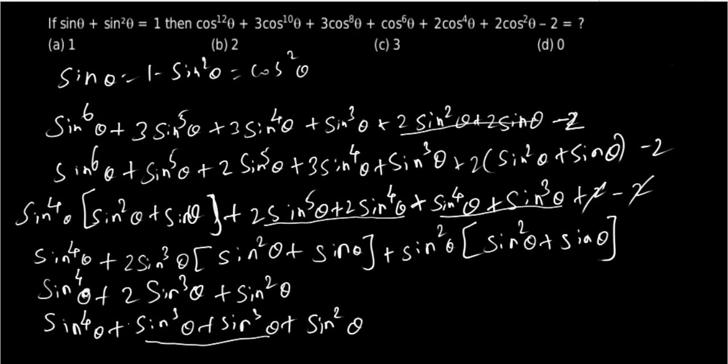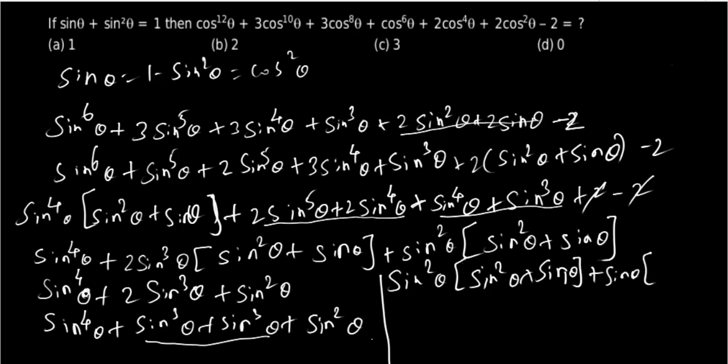So from the first 2 terms, if we take sine square theta outside, we will get inside sine square theta plus sine theta. Plus in the last 2 terms, if we take sine theta outside, we will get sine square theta plus sine theta, sine square theta plus sine theta.